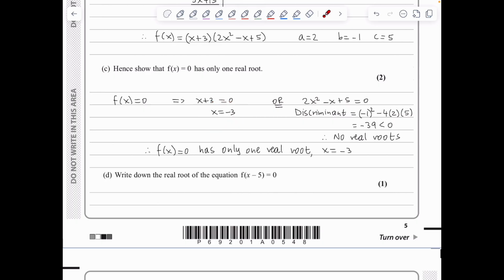In part D, we need to write down the real root of the equation f of x minus 5 is 0. So we're now dealing with a transformation. The x minus 5 means we are translating 5 units to the right. So we are adding 5 to x. And therefore, the original root, which was at the negative 3, will see 5 added to it. And we're looking at minus 3 plus 5, which gives a root of 2.